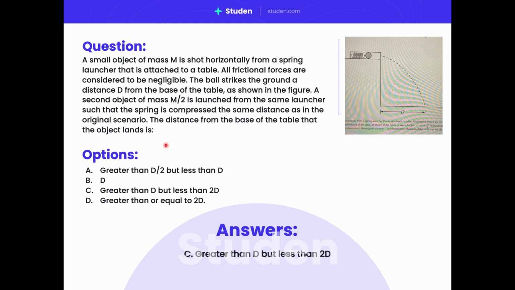Option A, that the object lands at a distance greater than d divided by 2, but less than just d. Option B is just d. Option C is greater than d but less than 2d. And the fourth option, it's greater than or equal to 2d. So the answer is option C.